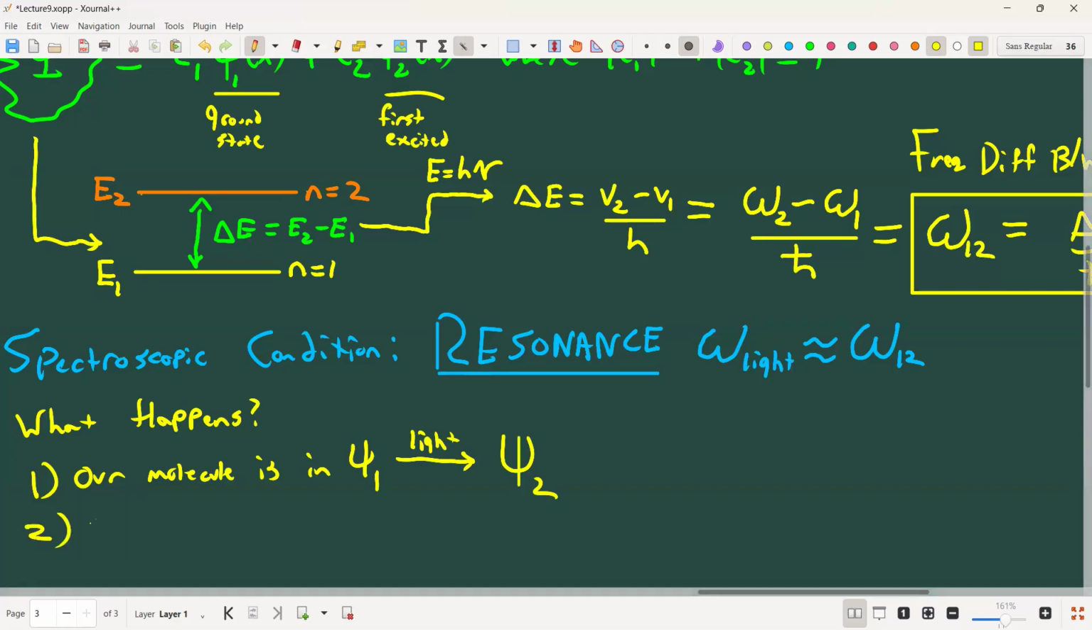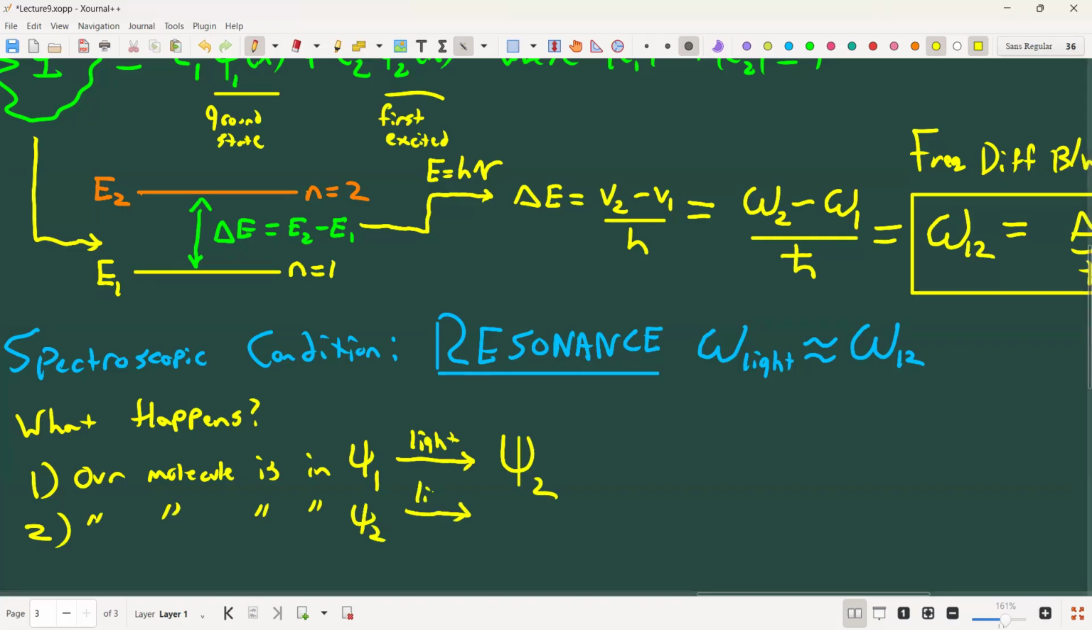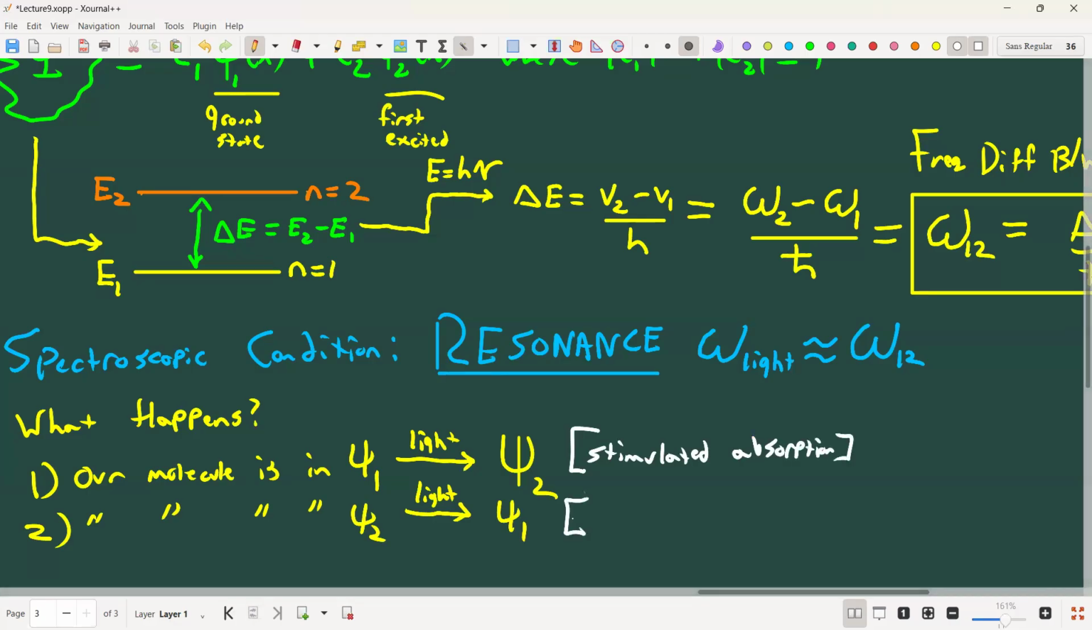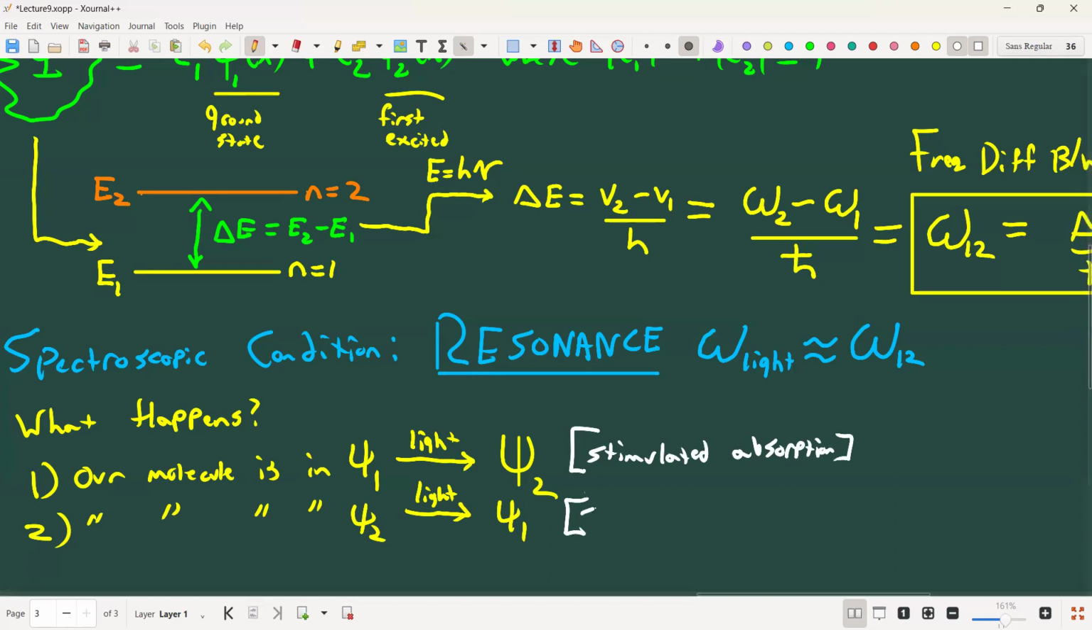Another one is that it's in psi 2, and you shine light, and it de-excites to psi 1. The first one is called stimulated absorption, or just absorption. This one seems kind of odd, you're using light to de-excite something, but it's the inverse of exciting it. This is called stimulated emission, which is what a laser does.